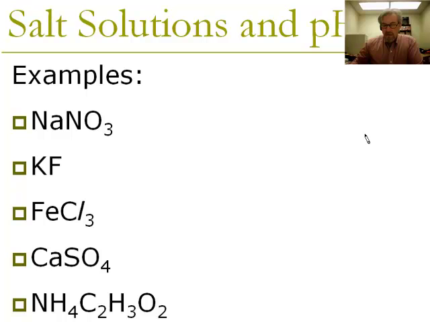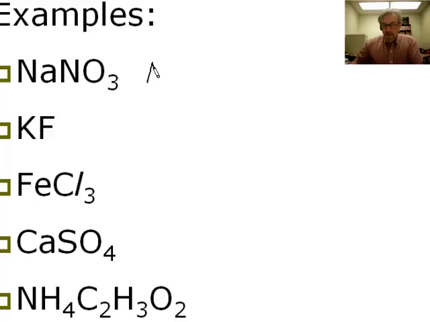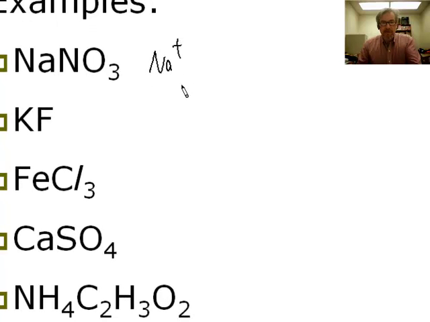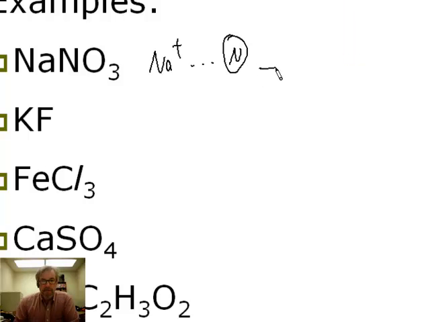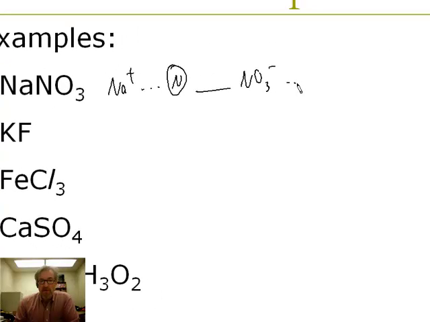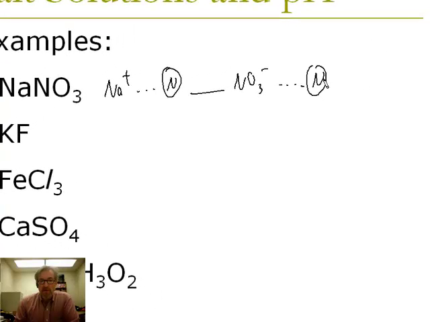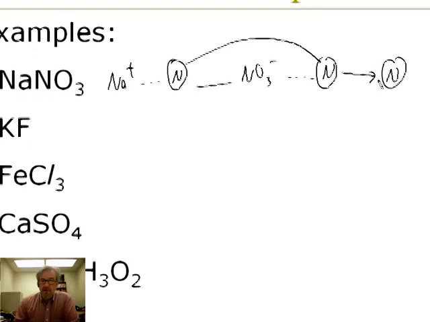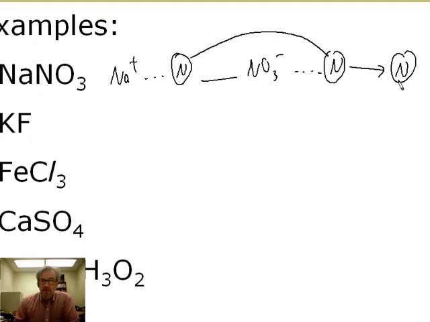Here's the first one, sodium nitrate. The cation is sodium. Sodium will lead to a neutral solution because that's the cation that comes from a strong base. The anion is nitrate, NO3 1-. That will lead to a neutral solution because that's an anion that comes from a strong acid. So the net result is neutral, and neutral means the whole solution is going to be neutral. There will be no effect on pH.